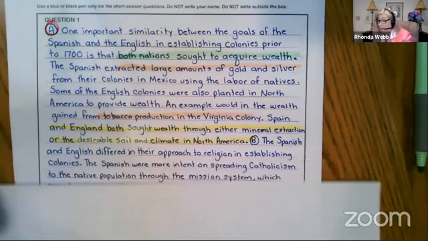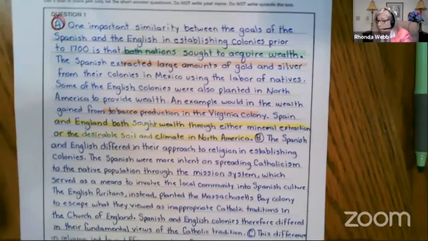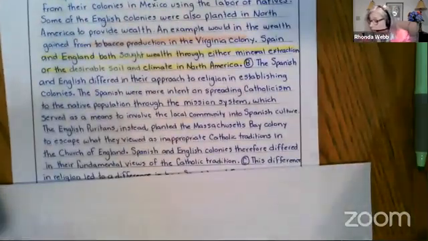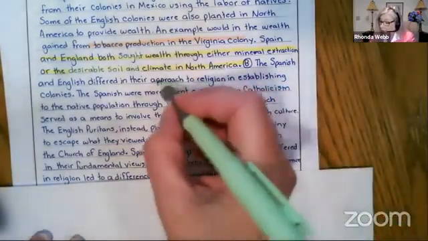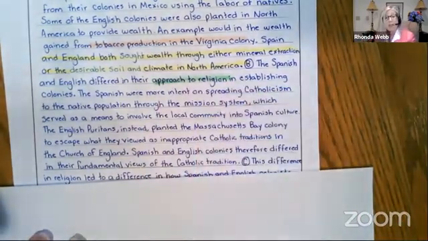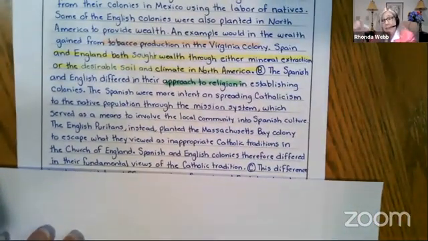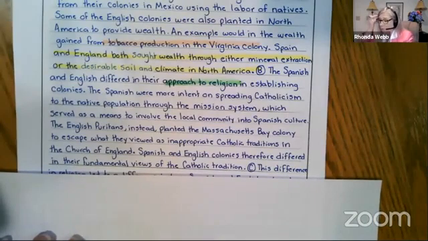Now we've done the similarities, we want to look at some differences. So here, let's see if we found our answer. The Spanish and English differed in their approach to religion. So that's my answer. I'm saying they're different related to religion. Now I want to give an example and proof of that.